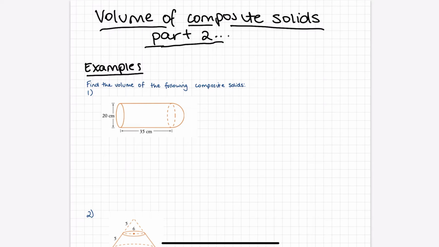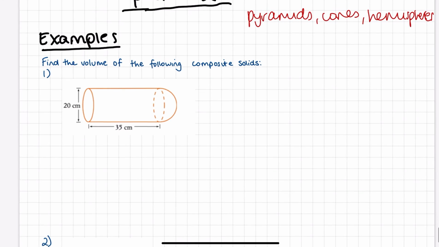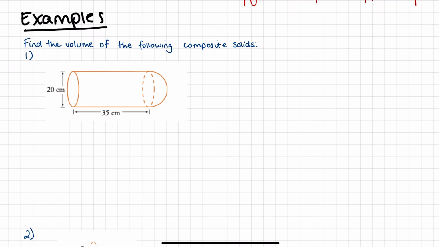Hey everyone, in this video we're going to go through more composite solids and how to find their volume. This video is going to go through how to find the volume of composite solids that involve pyramids, cones, and hemispheres. Okay, so this is the extension part of the Year 10 course. The only way to go through this is to just go through some examples. So, find the volume of the following composite solids.